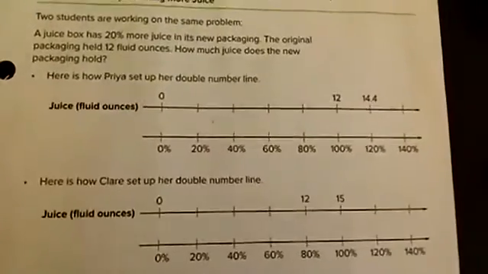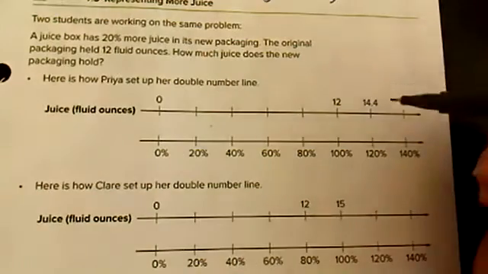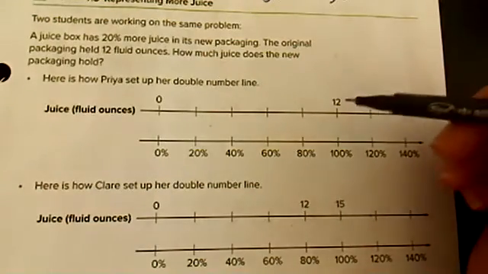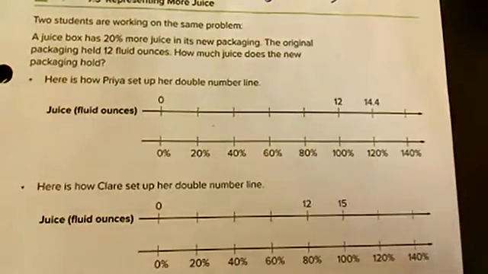Two students are working on the same problem. A juice box has 20% more juice in its new packaging. The original packaging held 12 fluid ounces. How much juice does the new packaging hold? Here's how Priya set up her double number line. So a juice box has 20% more juice in its new packaging, and the original was 12. So she put her 100% as the 12 and set up showing 120%.